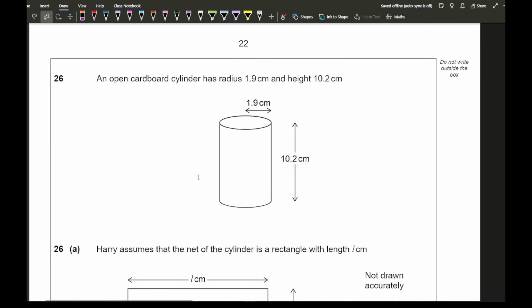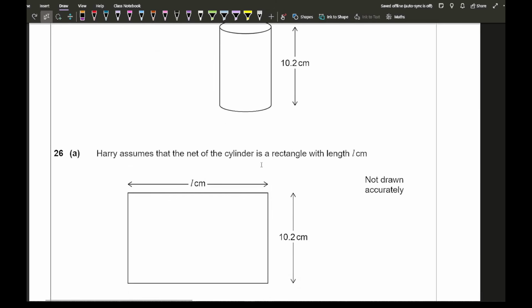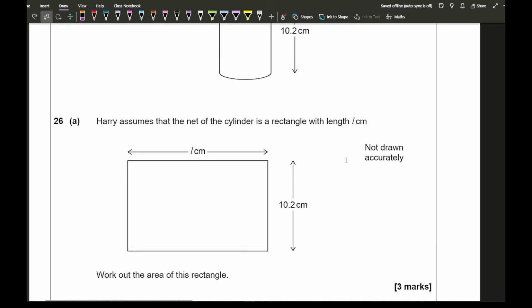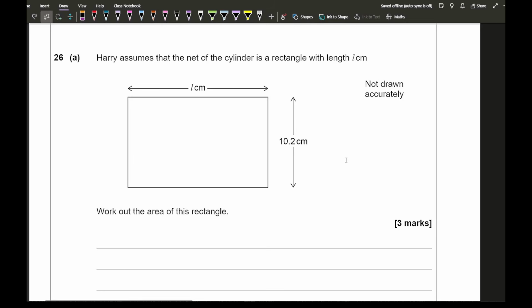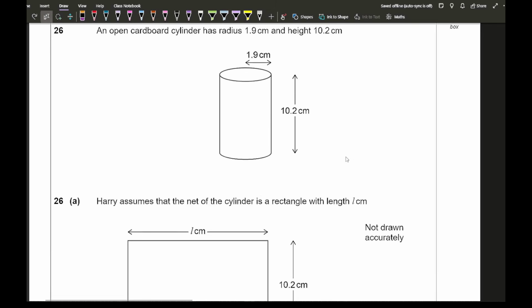Then moving on to question 26, it says that an opened cardboard cylinder has a radius of 1.9 centimeters and a height of 10.2. It says Harry assumes that the net of the cylinder is a rectangle with a length of L. Work out the area of the rectangle. Now, L is basically the circumference of the circle.